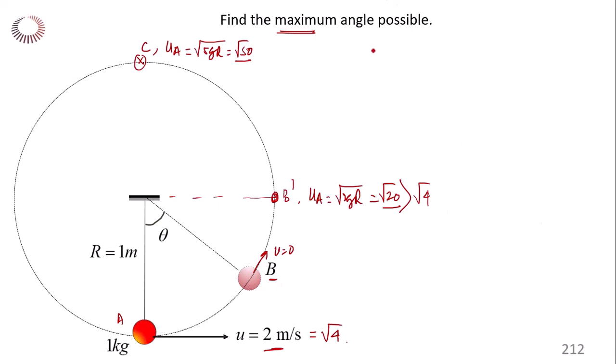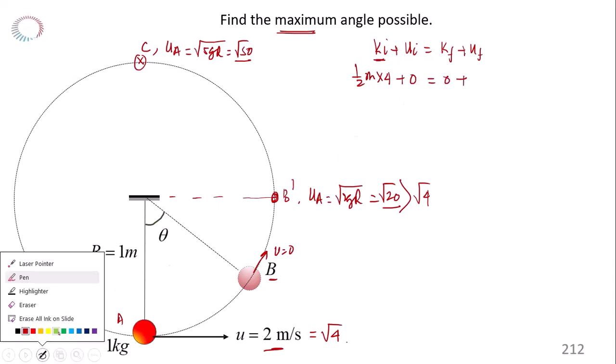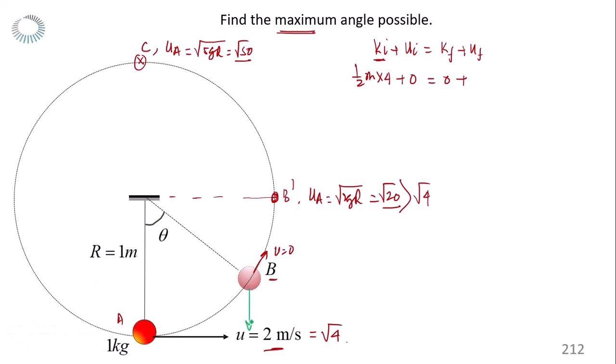So initially, K initial plus U initial should be equal to K final plus U final. Now what is K initial? That is the initial kinetic energy, equal to half m into u squared. So half m into 2 squared means 4, plus potential energy is 0. Now what is the final potential energy? The final potential energy comes due to this vertical height difference, this height.